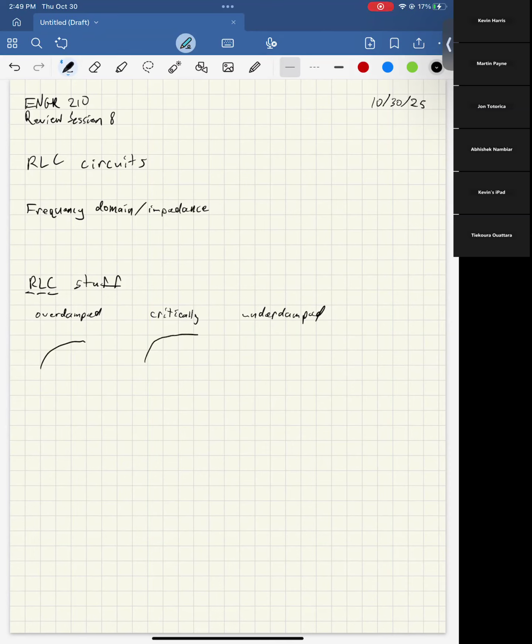Okay. Overdamped kind of just looks the same. Critically damped is that, but faster. And then underdamped is when it overshoots and then wiggles back to where it's going.